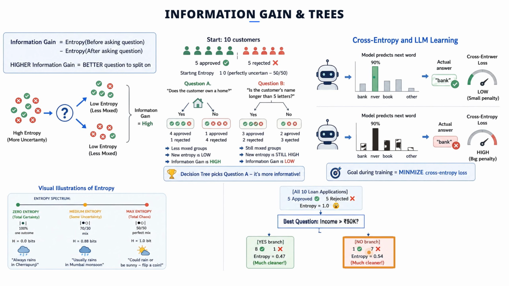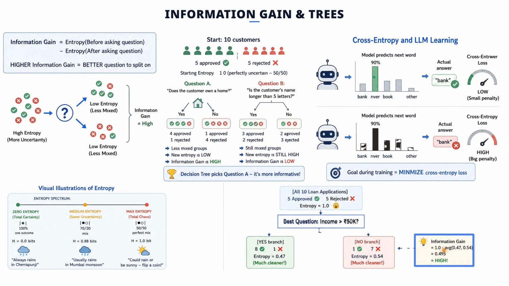To find out exactly how much we learnt, we take the original entropy of 1.0 and subtract the average of our new branches. This gives us an information gain of 0.495, which is fantastic. Here is the core takeaway. Entropy is just a mathematical measure of messiness, and information gain is how much we clean up that mess with a single good question.